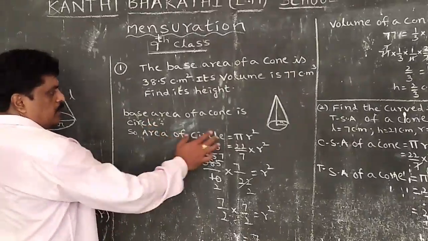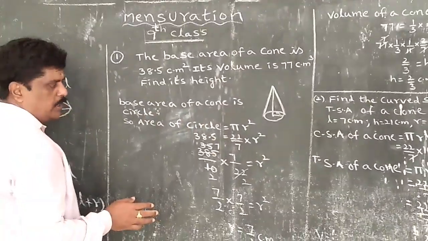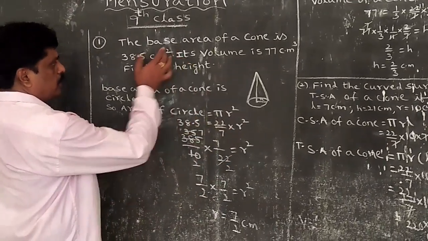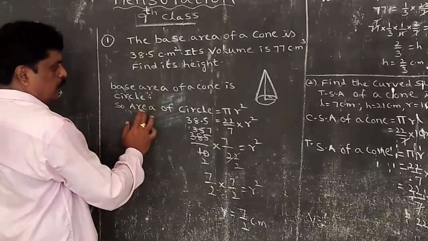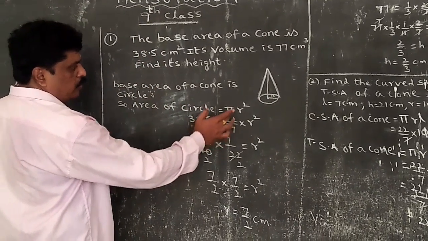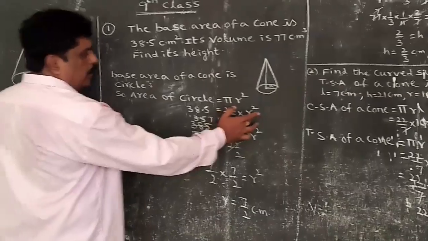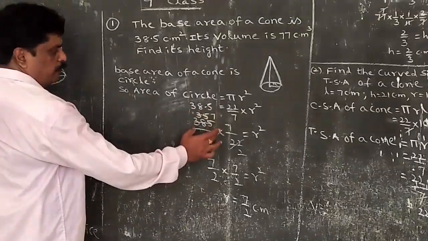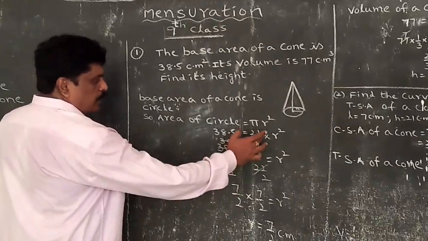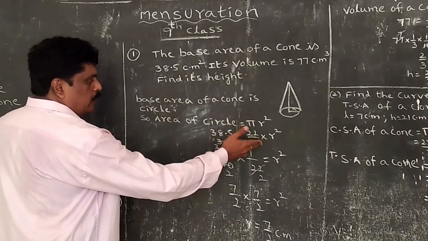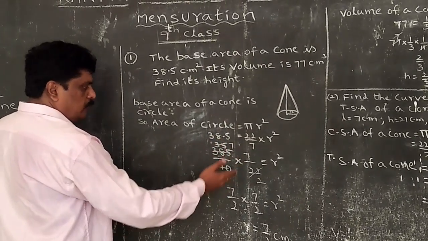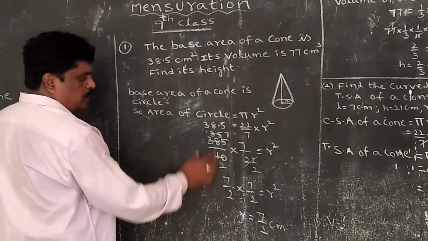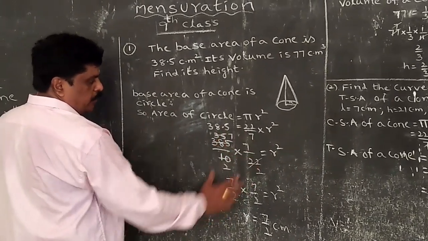So for the area of the circle, we have to know the formula. Area of a circle is pi r square. So pi r square is equal to 38.5 centimeter square. So 38.5 is equal to the value of pi, 22 by 7, into r square. Remove the point here. We have to write it as 385 by 10 is equal to 22 by 7 into r square. Then 22 by 7 goes to the other side as its reciprocal. That is equal to r square, 385 by 10 into 7 by 22.